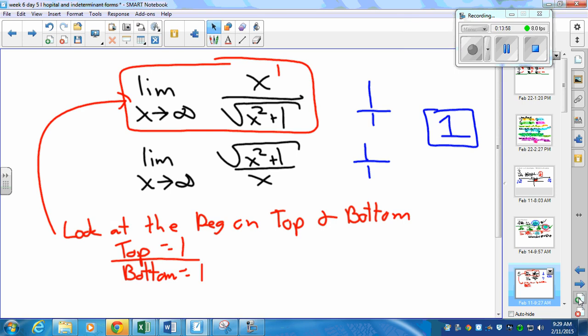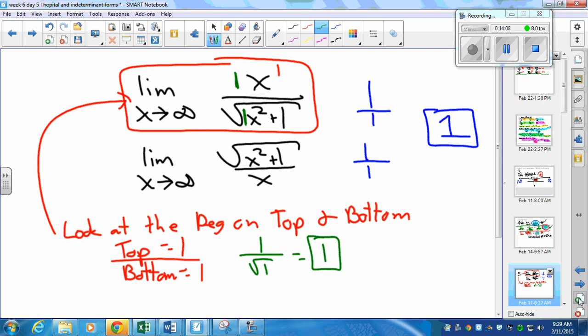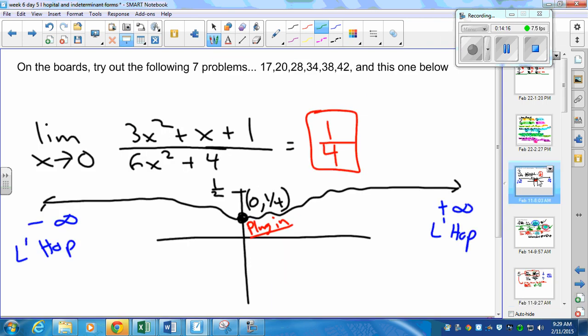So if that's the case, you look at the leading coefficients. This is 1 in front, and there's a 1 in front there. So what's 1 over the square root of 1? 1. And remember, this only works if you're going to infinity. Okay? Look back, remind yourself of this one. What was that guy going to? Not infinity. He was going to 0, so you can't do that trick.